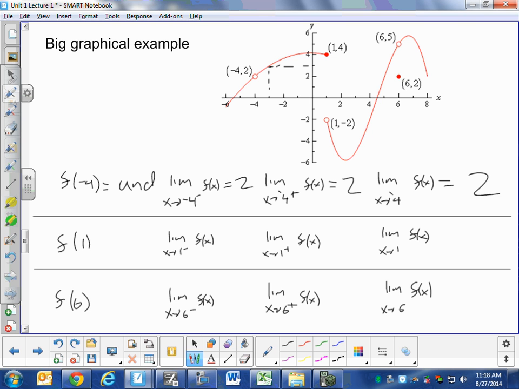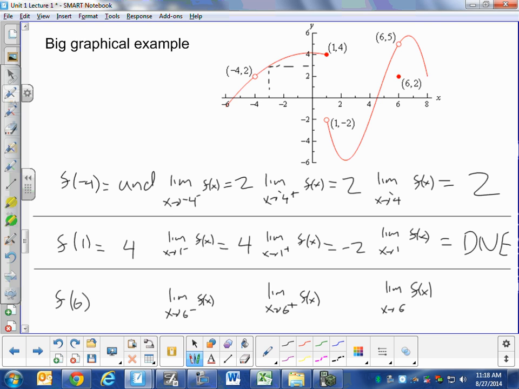All right, Mr. Conwell, what do we get for f of 1? 4, and what about the limits? 4, -2. Perfect. From the left, we are approaching 4. From the right, we are approaching -2. So this limit does not exist.